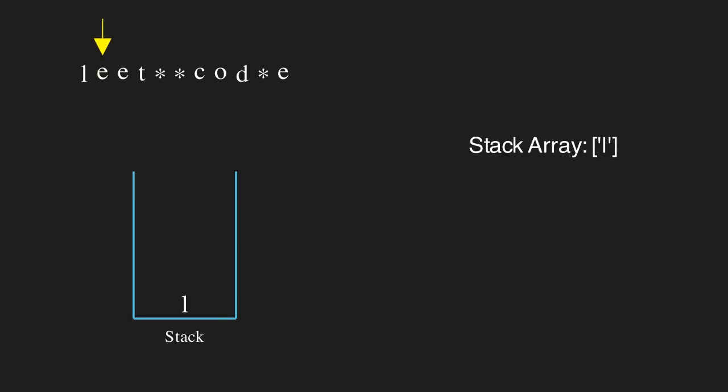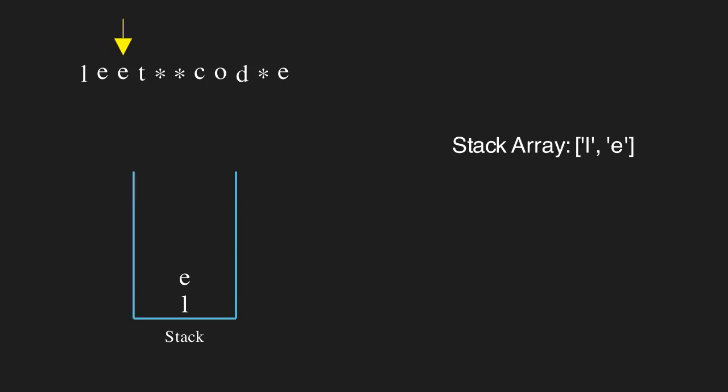With our stack currently holding L, we advance the pointer and read the next character, E. Applying the same condition, E is a regular letter, so it must be kept. We execute a push operation, adding E to the top of the stack. The resulting stack state is now L, followed by E.